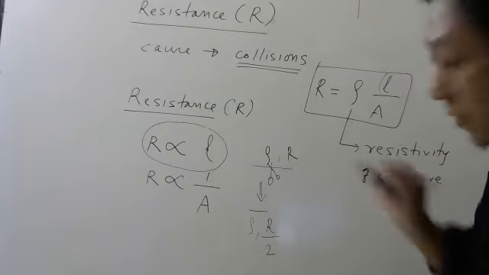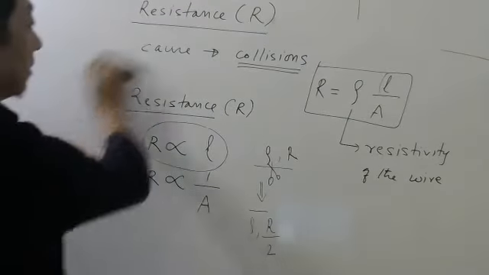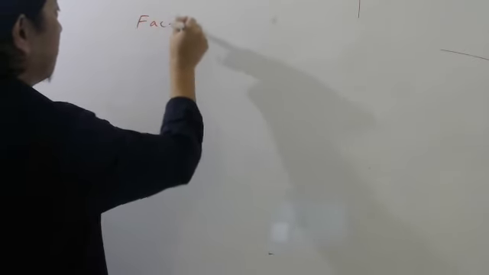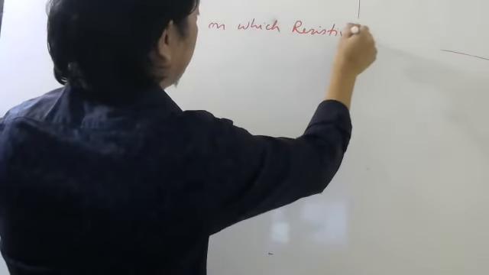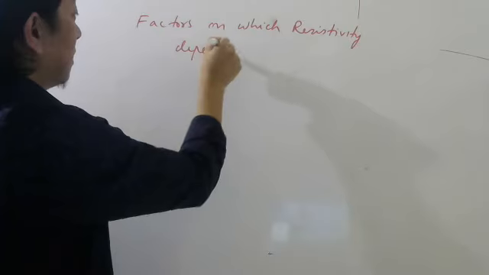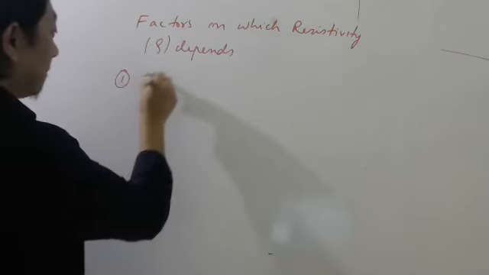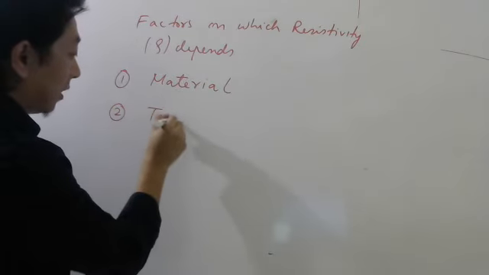Okay. Please keep this in mind. Now they will ask in the exam on what factors resistance and resistivity depend. So let us quickly understand that. Factors on which resistivity depends. Okay. So the answer is, first, it depends on material. Second, it depends on temperature.